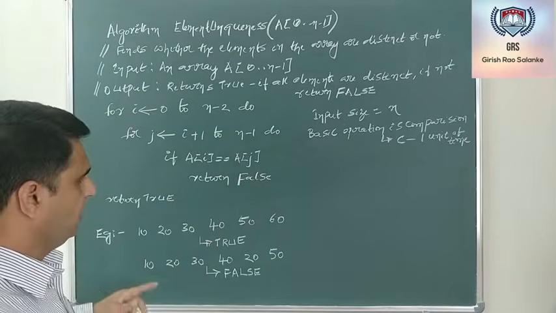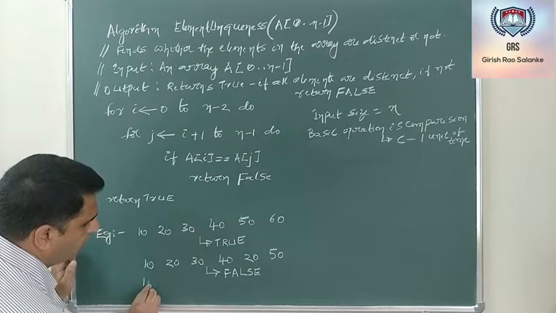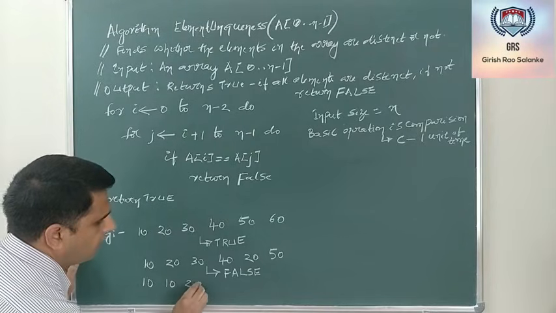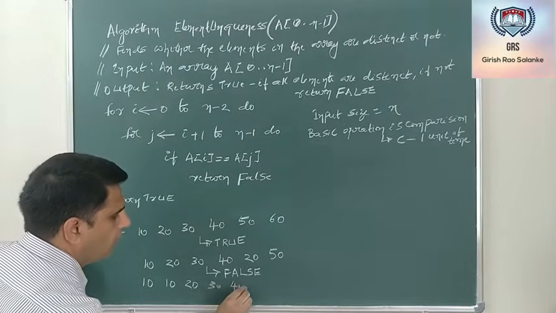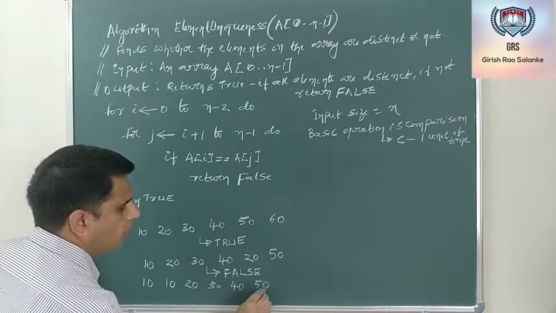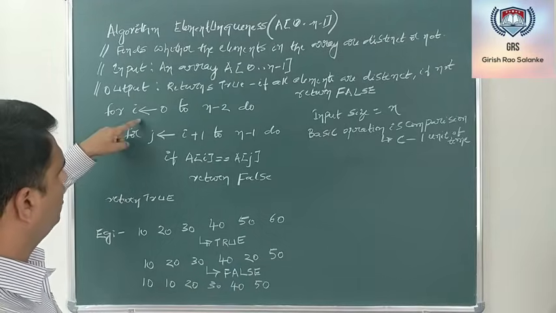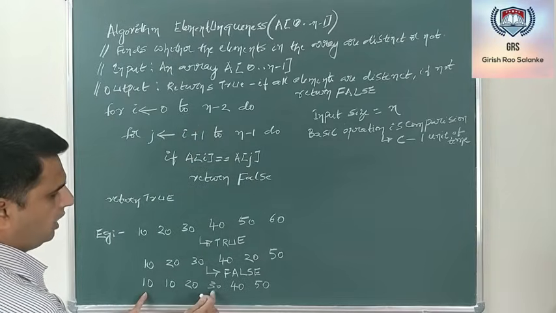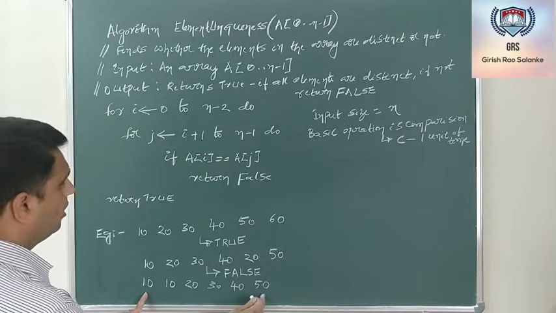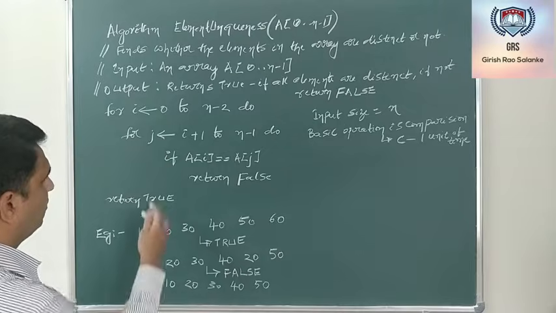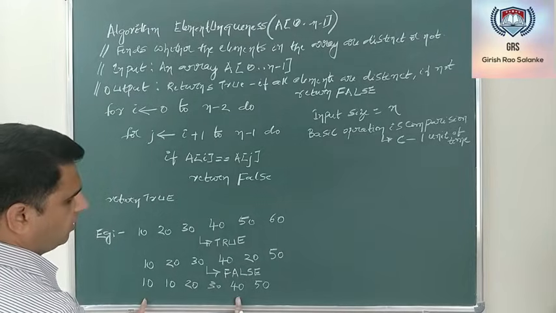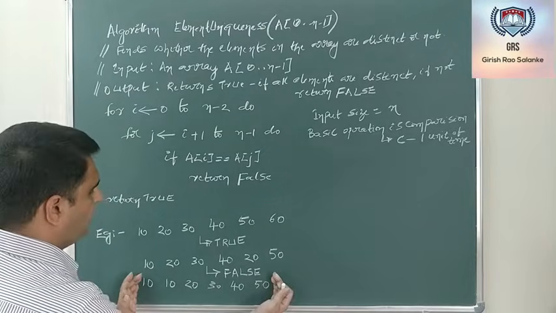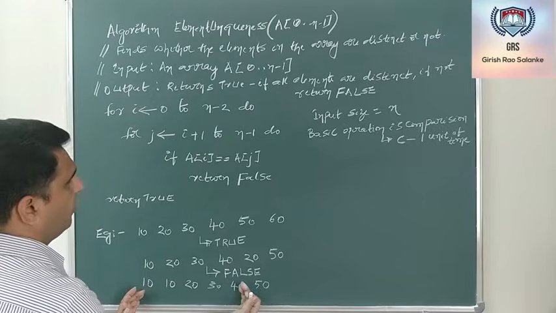Maybe in this case, if I have an input something like this, 10, 10, 20, 30, 40 and 50. Now in this case, the outer for loop is running from 0 to n minus 2. So this is 0, 1, 2, 3, 4, 5. This is n minus 2. Okay, the outer for loop will be executed from 0 to n minus 2. That means for 6 elements, my outer loop will be executed 5 times.